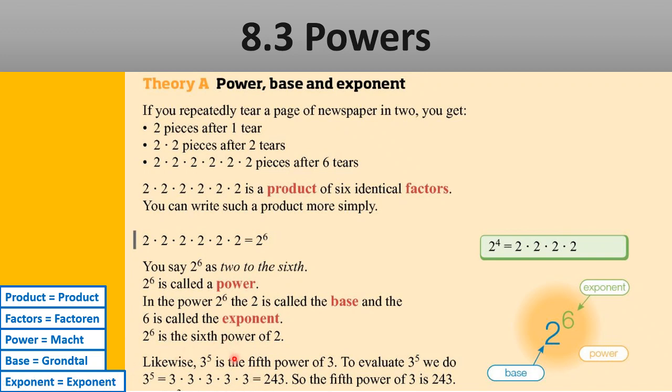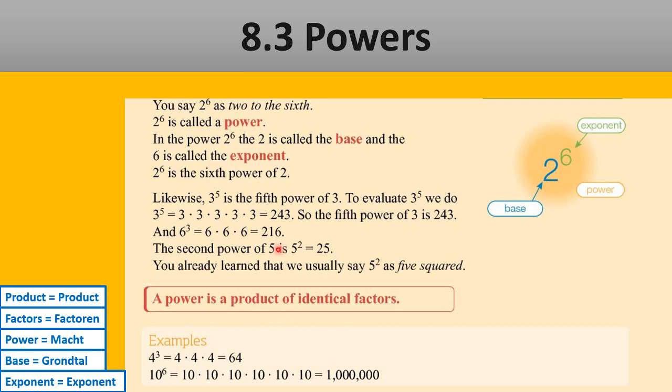And you can do this multiple ways, right? 3 to the 5th power is 3 times 3 times 3 times 3 times 3. And we already knew some kind of power. We know the second power, right? 5 squared, we also called that. So 5 squared is just one of the many powers that we can have. That's the one that we started with. That's 5 times 5. So the book says a power is a product of identical factors.